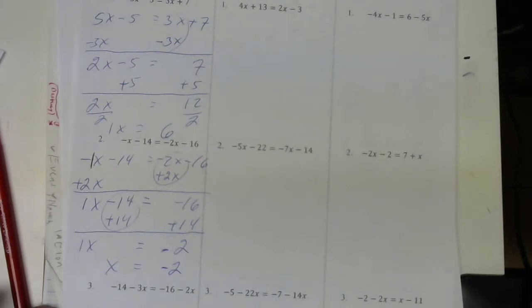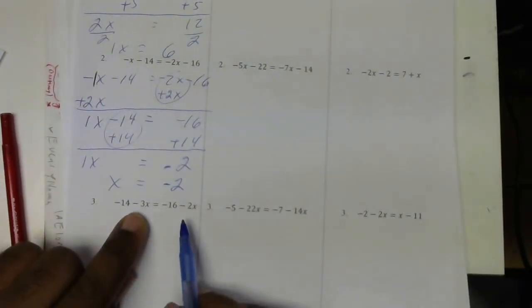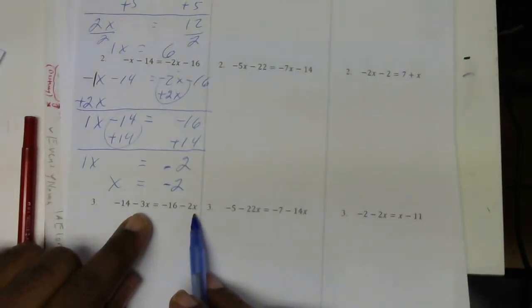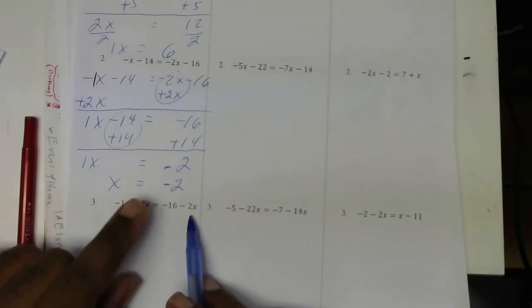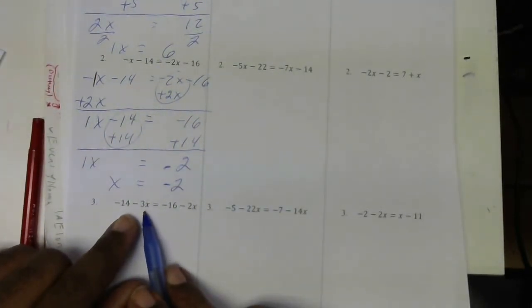Okay. Number 3. We have x's on both sides. We have negative 3x and negative 2x. They're on both sides. But let's find out who's worse. This is missing like 3x's or $3. This is missing 2x's or $2. Well, what's worse? Well, missing $3 is a little worse than missing $2. So the worst one we're going to get rid of.